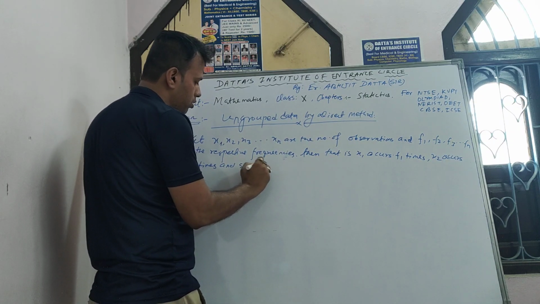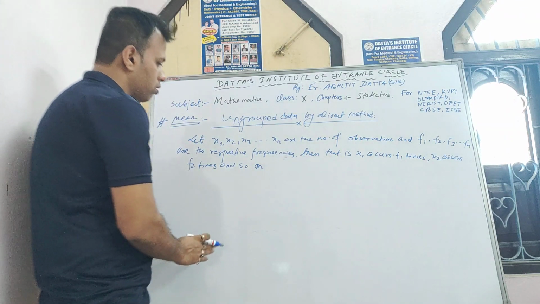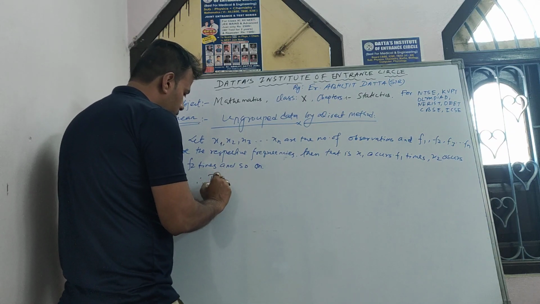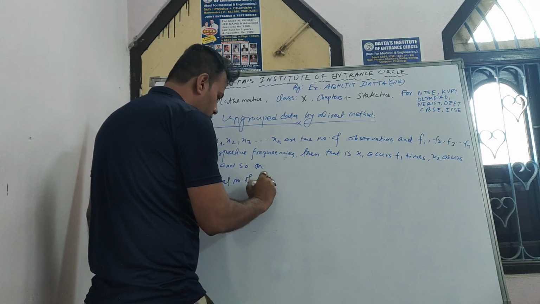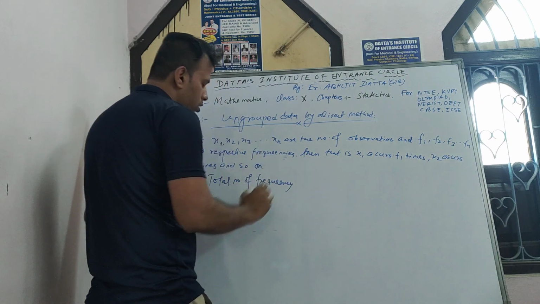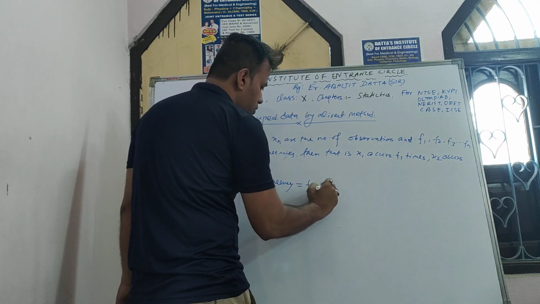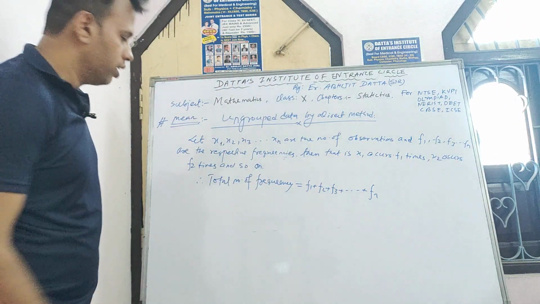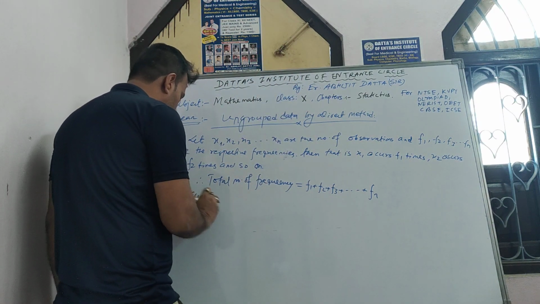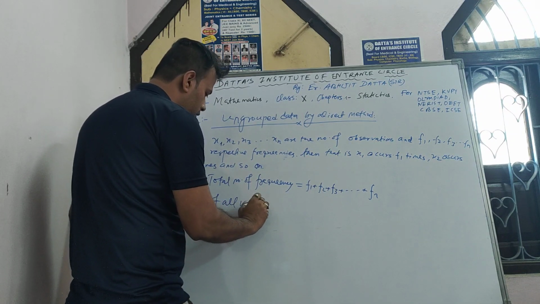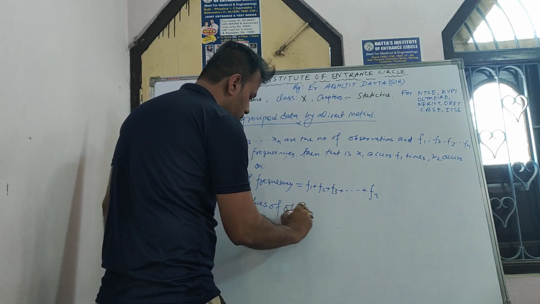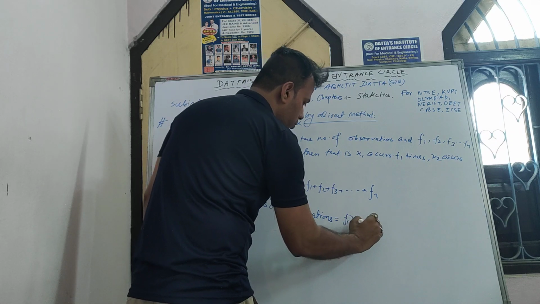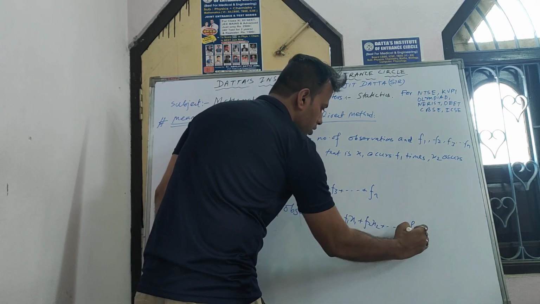Now the formula of mean. The total number of frequencies is f1 plus f2 plus f3 plus ... plus fn. Now the sum of all values of observations is equal to f1x1 plus f2x2 plus ... plus fnxn.